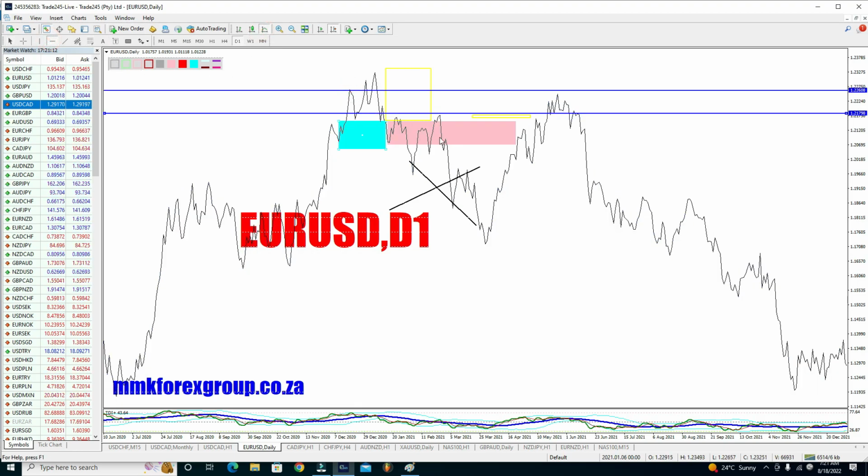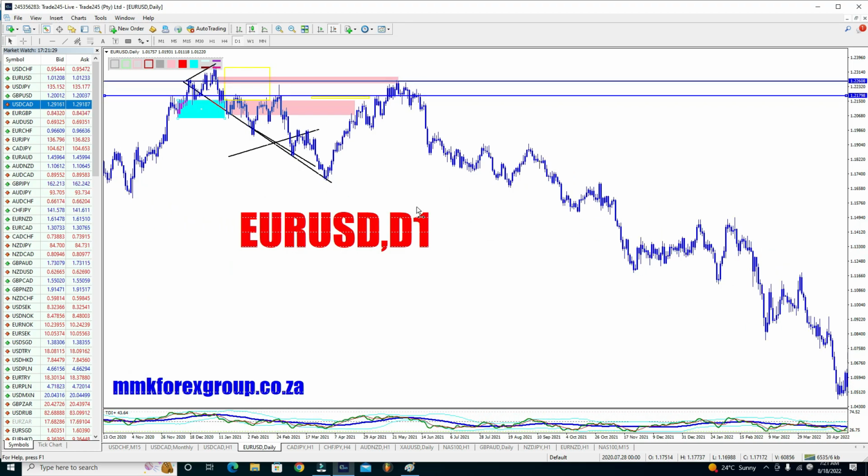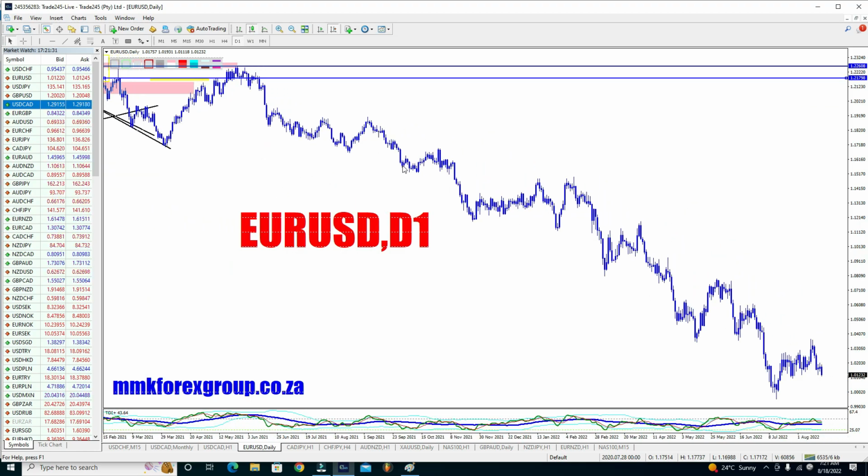area right here. As you can see, that's more like a head and shoulder pattern, but we call it an over under. So that was more confluence right there, and then price moved at this hidden base area right here. And as you can see how price then continued moving down.